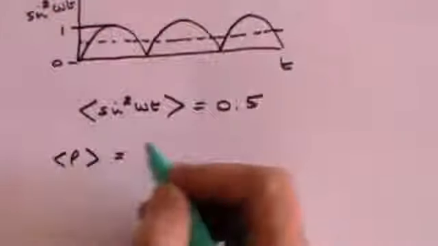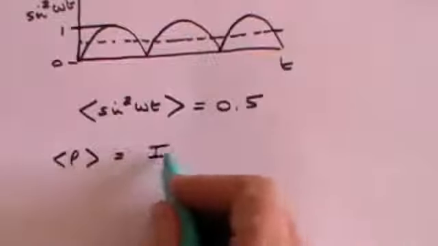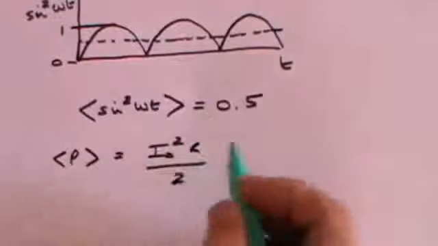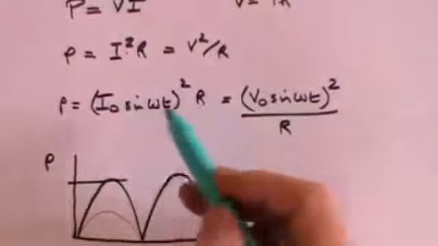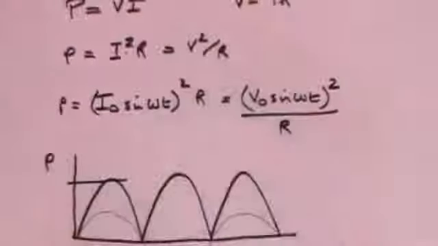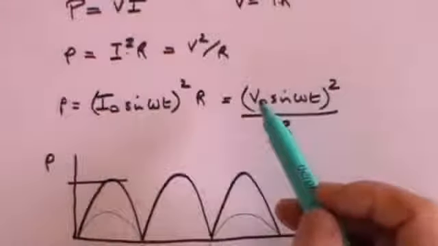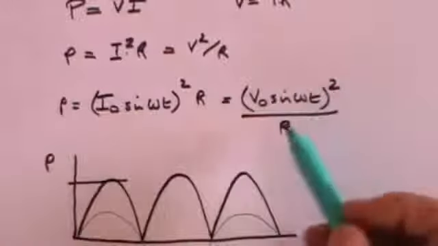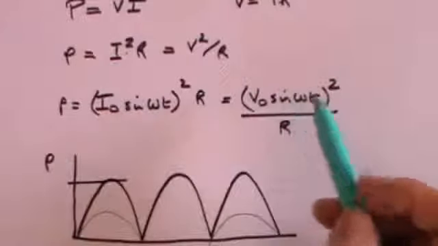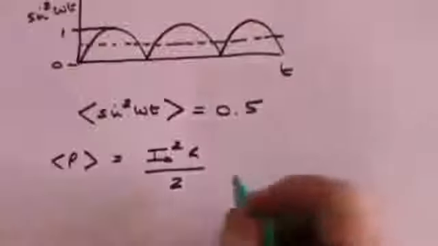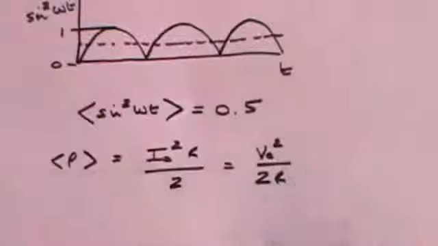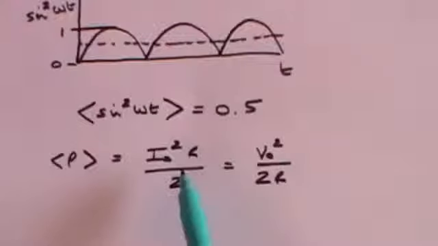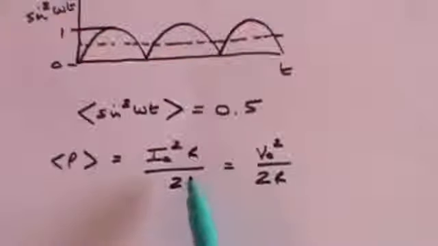So the average value of power is going to be I naught squared R divided by 2, because all we've done is to take the I naught squared R and we've said the average value of that is a half. Or we can simply say here that the average value of power is going to be V naught squared over R times the average value of that, which is a half. So this is going to be equal to V naught squared over 2R.